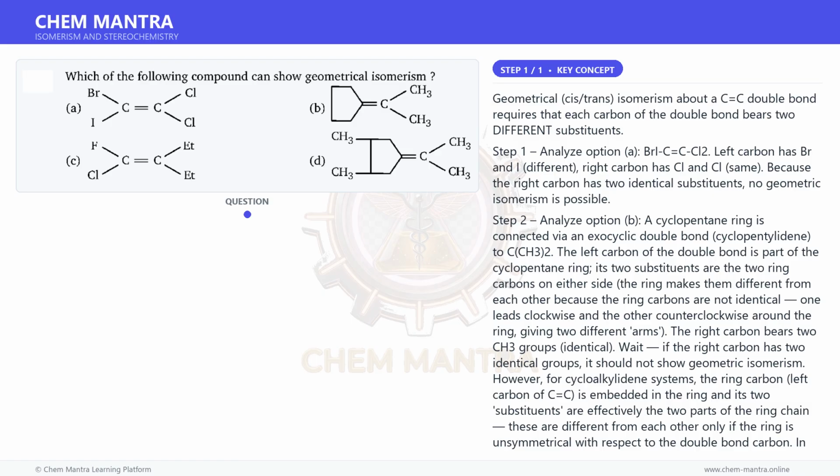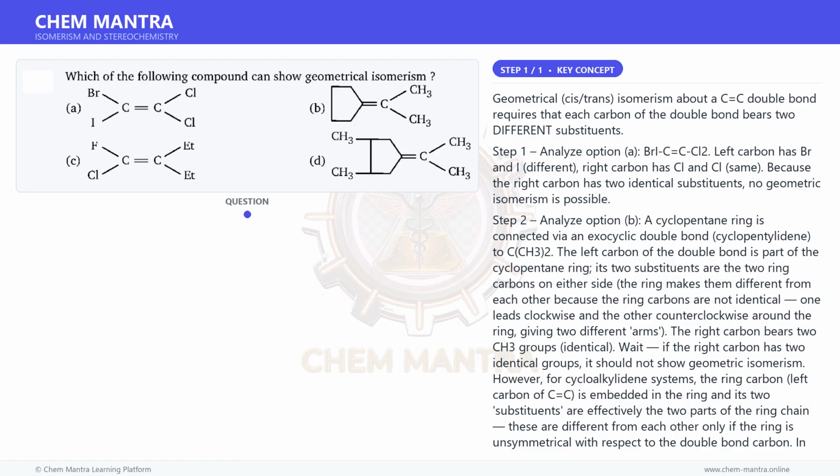Step 1. Analyze option A. BrIC=CCl2. The left carbon has Br and I, which are different. The right carbon has Cl and Cl, which are the same. Because the right carbon has two identical substituents, no geometric isomerism is possible. Step 2. Analyze option B.